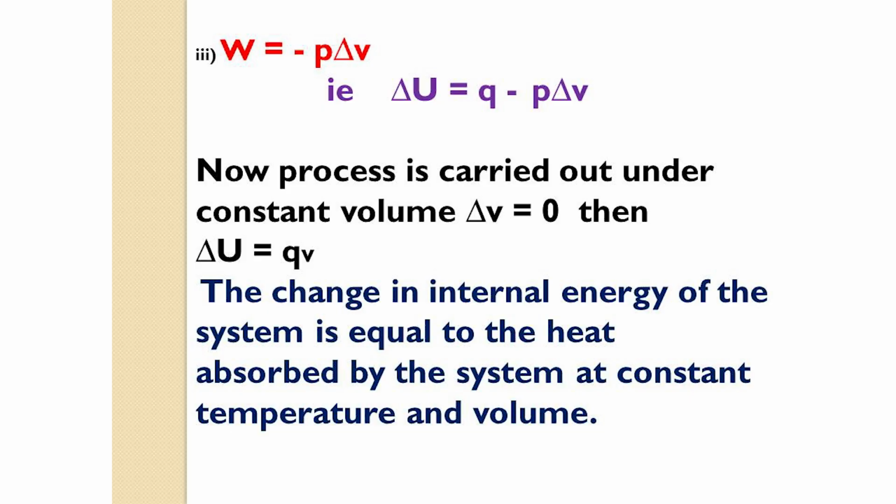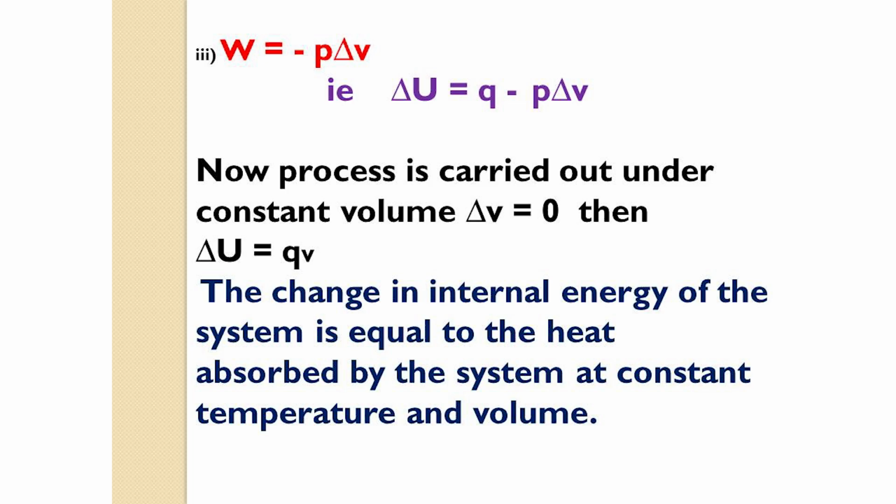Students, next we pass on to condition 3. Work done is the pressure volume change. If work done is equal to minus P delta V, assume the work done is the pressure volume change and is done by the system. From the first law of thermodynamics, delta U is equal to Q plus W. Substitute for W, minus P delta V, in this equation. Delta U is equal to Q minus P delta V.